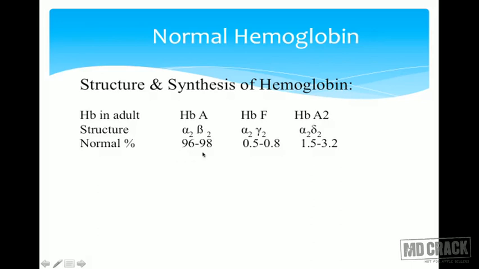That's the one which constitutes around 96% to 98%. Hemoglobin F will be there for almost up to 5 to 6 months soon after birth, but the levels keep on decreasing after 6 months, and normal adult hemoglobin will be there by 9 months of age. Fetal hemoglobin contains alpha 2 and gamma 2. So the percentage is very, very less in adults. And hemoglobin A2 contains alpha 2 and delta 2, around 1.5 to 3.2 percent. So this is how normal hemoglobin will be there in the adult.